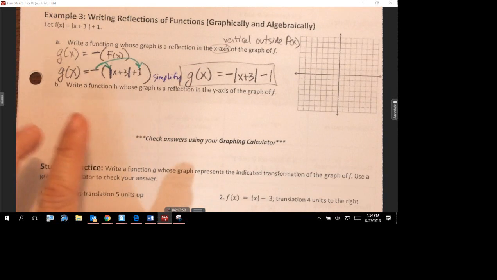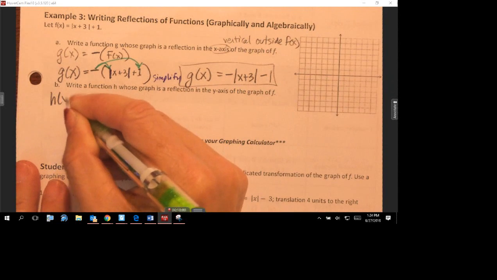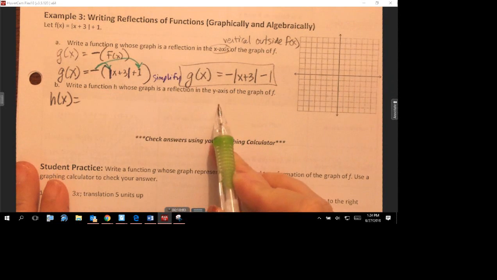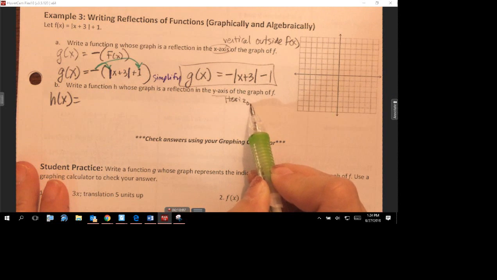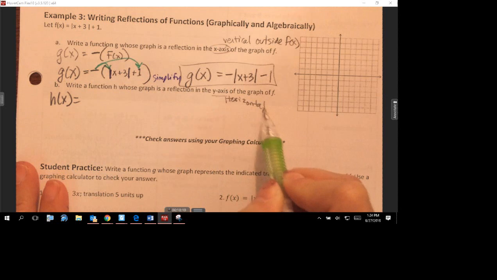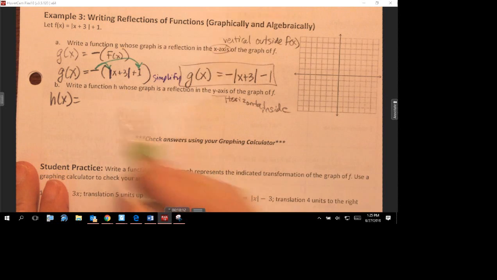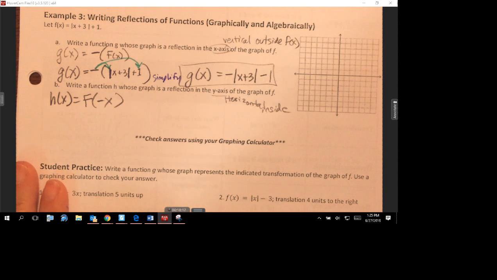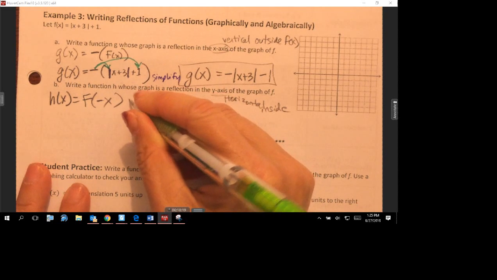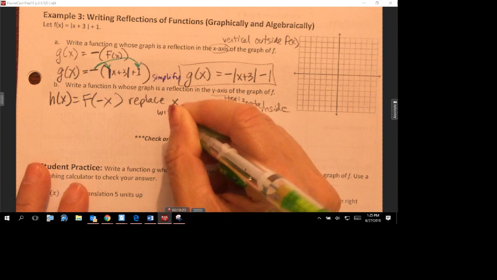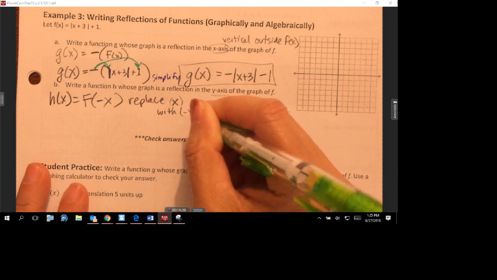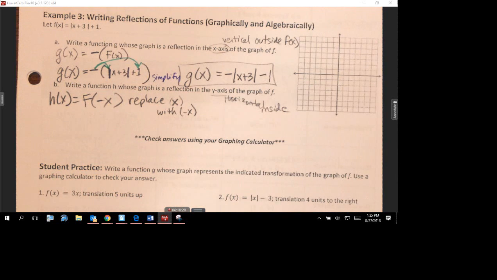So part B, we're going to write a function h whose graph is a reflection in the y-axis. So that's going to be horizontal, which horizontal means what? Inside. So we will do f, and you'll put negative x inside of it. And you'll say this is replace x with negative x in the equation. Wherever you see an x, you replace it with negative x.